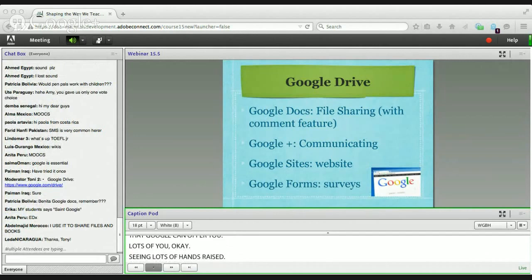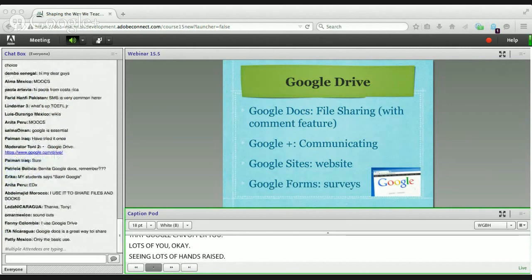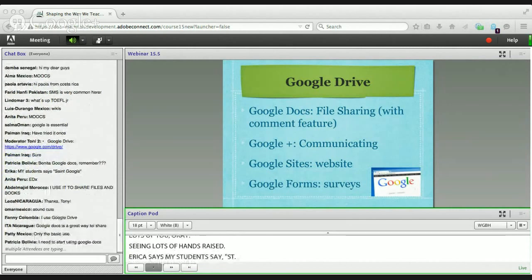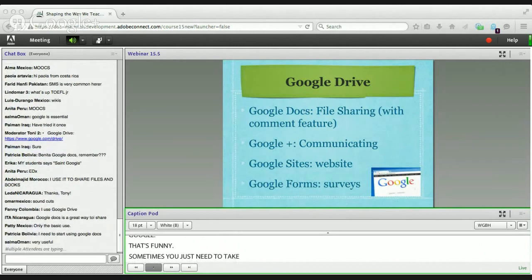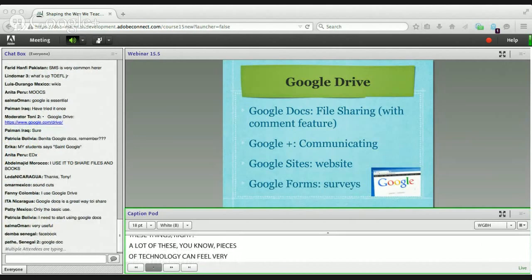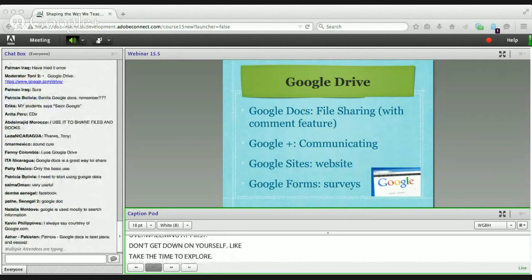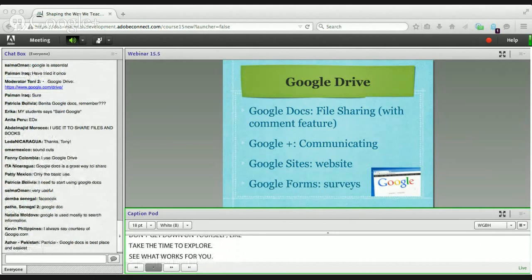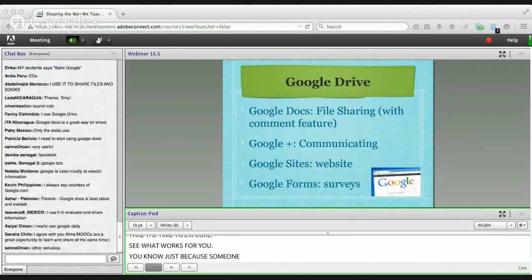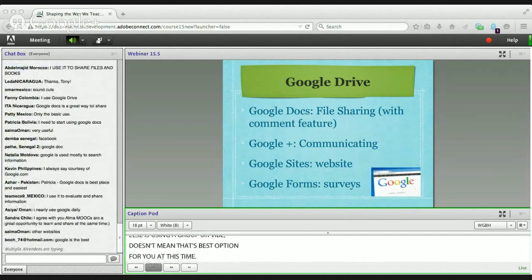Okay, so Google has lots of options, and something I'd like to really emphasize is that sometimes you just need to take the time to explore some of these things, right? A lot of these pieces of technology can feel very overwhelming at first. Don't get down on yourself. Take the time to explore, see what works for you. Just because someone else is using Google Drive doesn't mean that that's the best option for you at this time. So explore them, become familiar with what's available and see what works best for you.